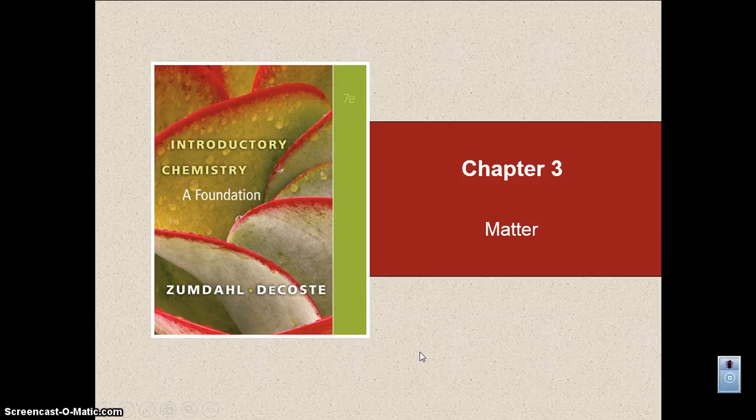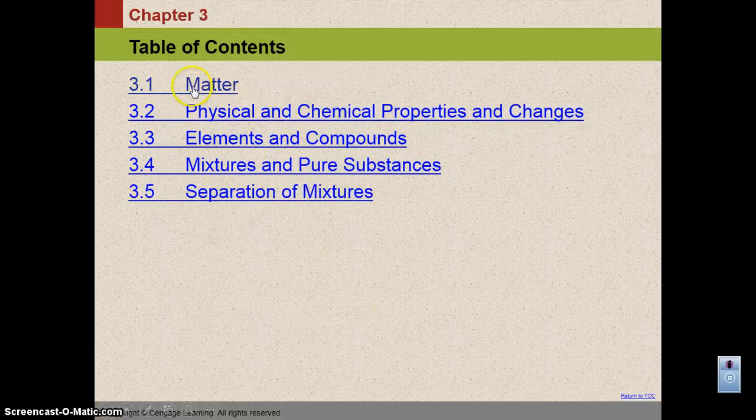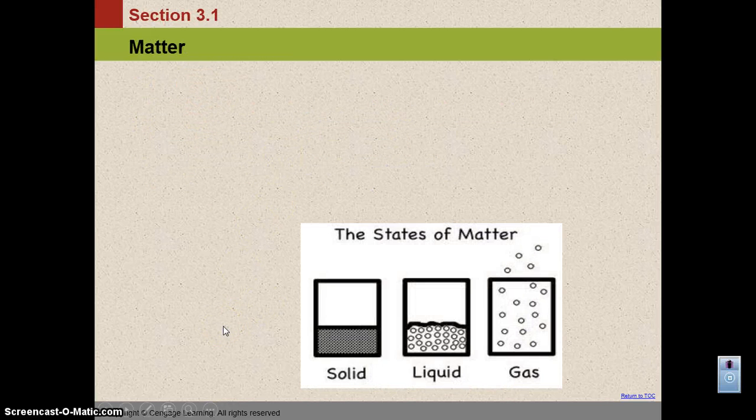Chapter 3 is going to deal with matter, and this is a topic that you've covered before in middle school science. This is a quick chapter that's going to cover things you're very familiar with. We're going to start with the definition of matter and talk about physical and chemical properties and changes as well today. So by definition, and if I ask you what matter was, I'm sure you could come up with this.